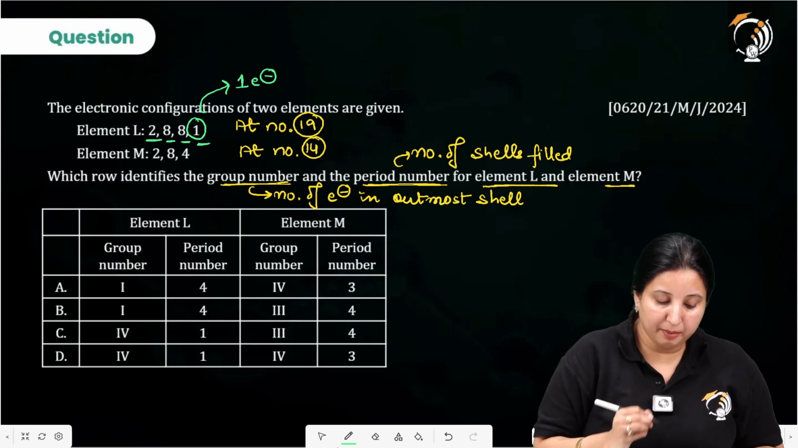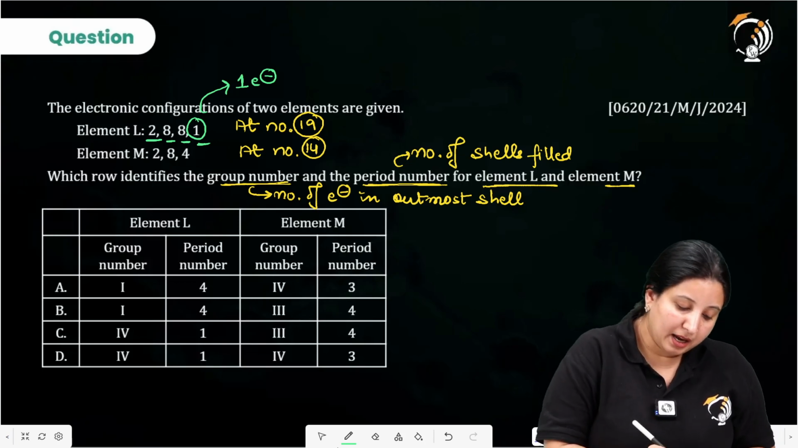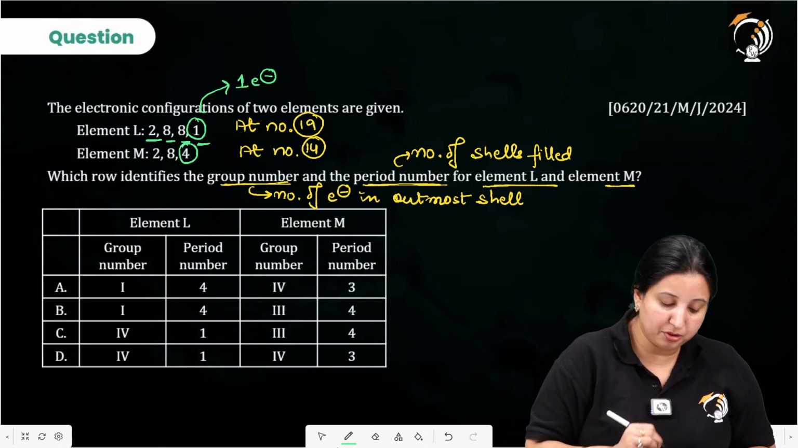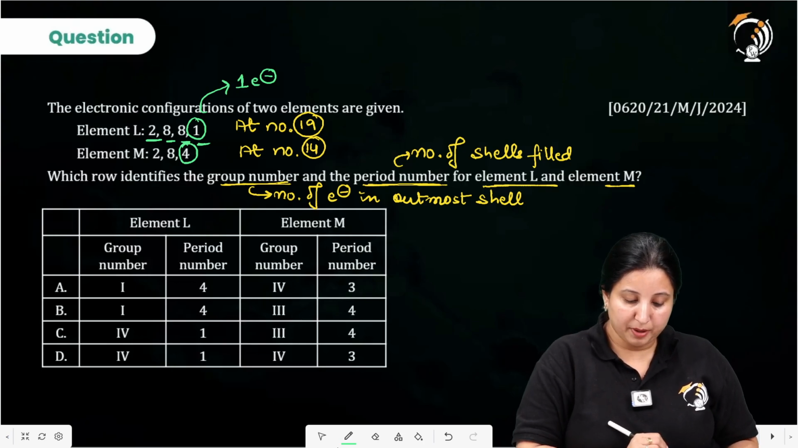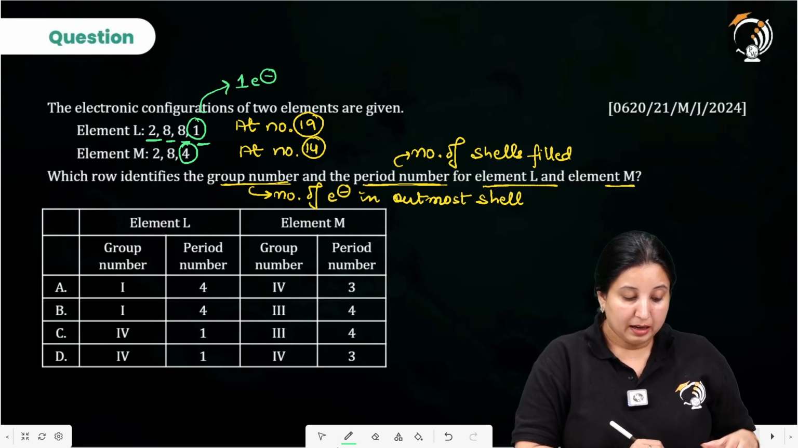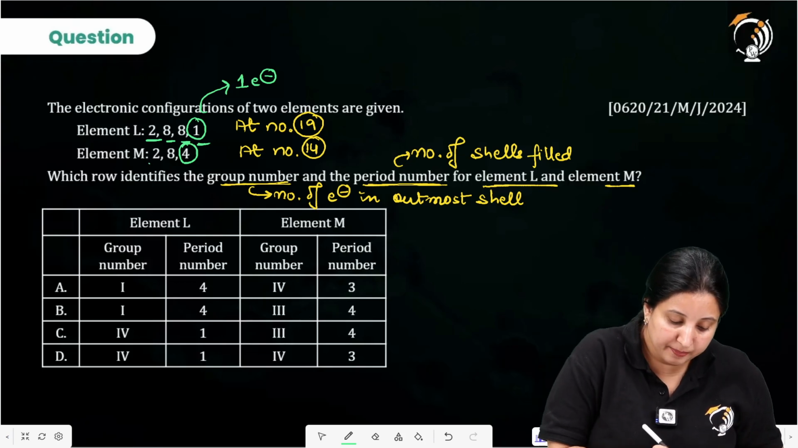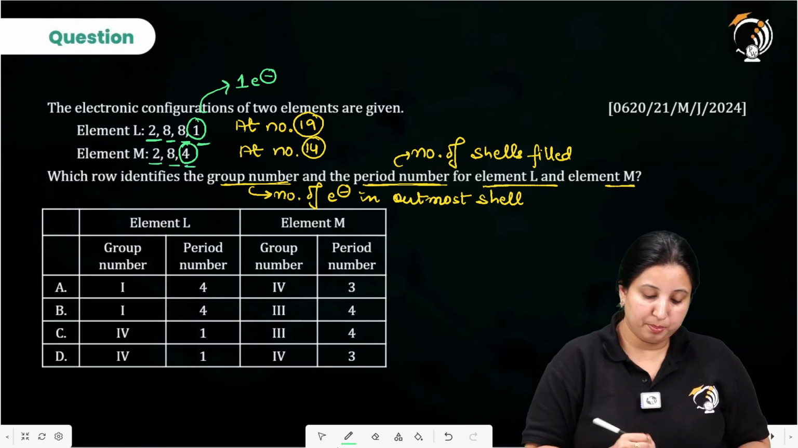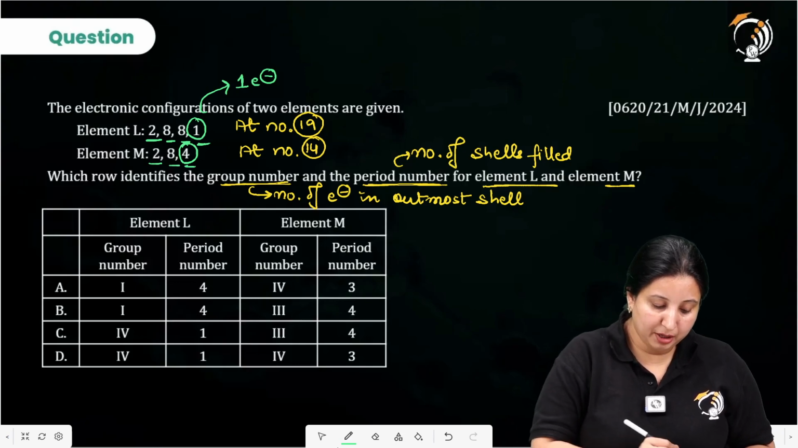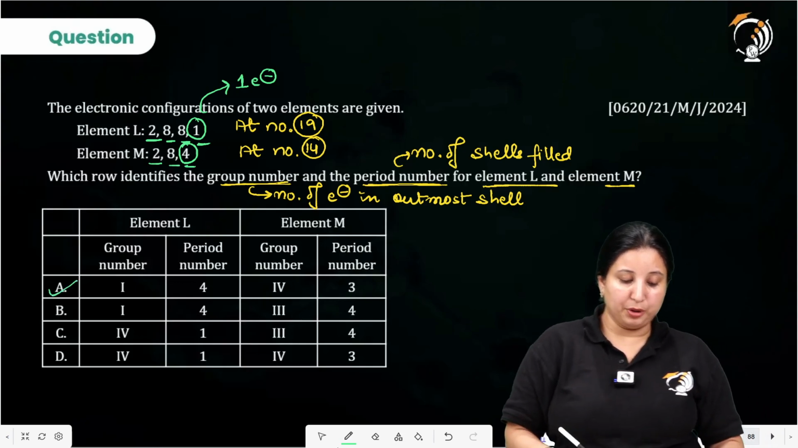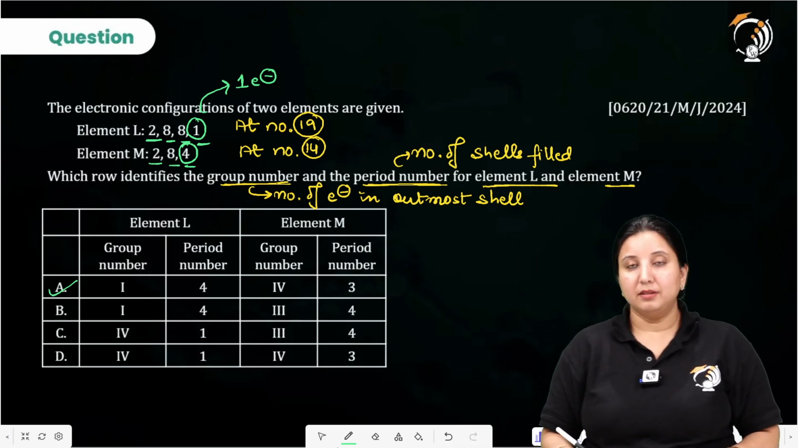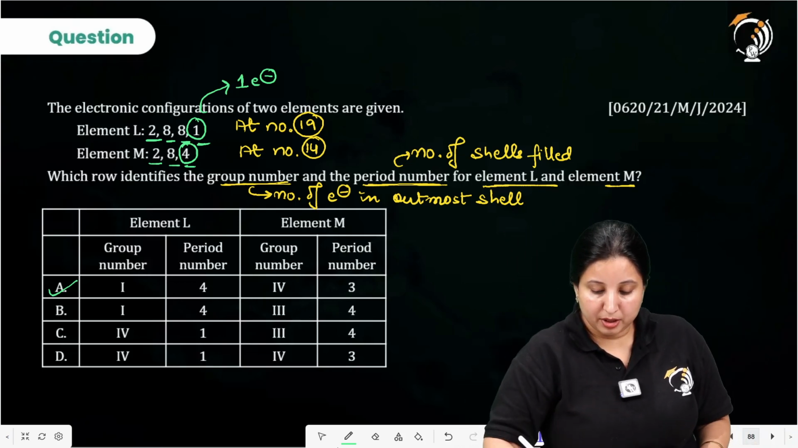If I talk about element M, I am having the 4 electrons in the outermost shell. So my group number is going to be 4. And how many shells? 1, 2, 3. So period is 3. So if I look, my option A is going to be the correct answer. Simple way. So let's move ahead.